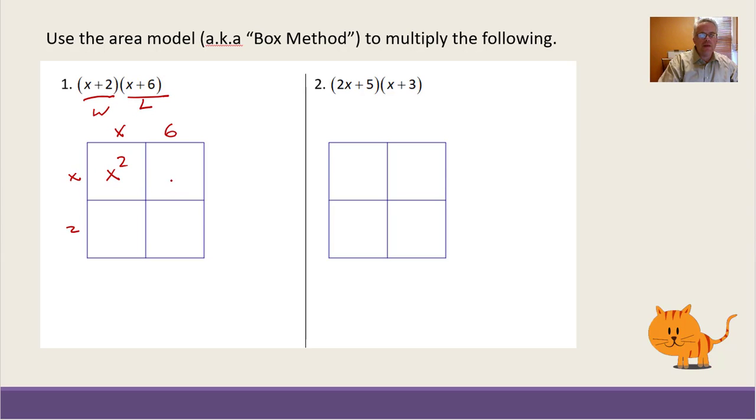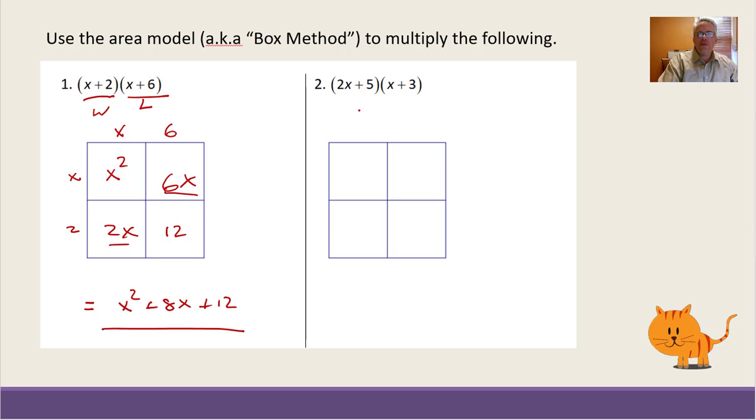X times x is x squared. This is 6x, 2x, and 12. So we get that x plus 2 times x plus 6 would be equal to x squared. We're going to combine these two plus 8x plus 12. That's our answer. It's called the area model or the box model.